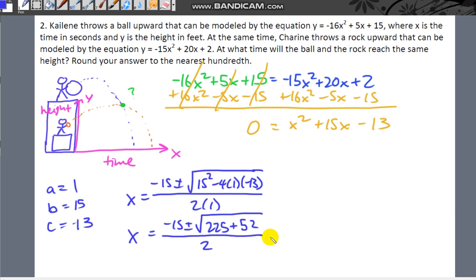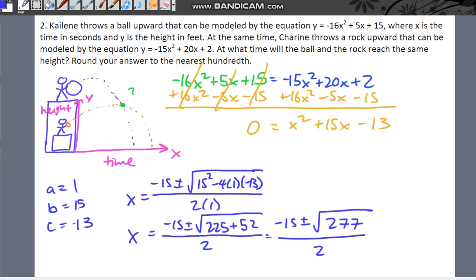Okay, so let's go ahead and simplify this even further. So this is going to be negative 15 plus or minus square root of, so 225 plus 52 is going to be 277, I think. All right, and then we're going to divide this by 2. Okay, so now, in order to round this to the nearest hundredth, we need to use our lovely calculator.